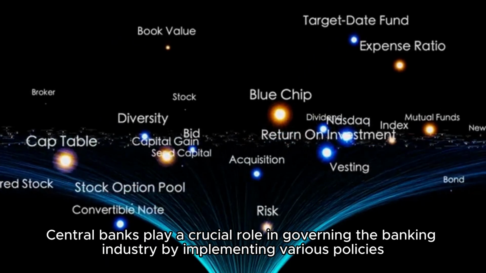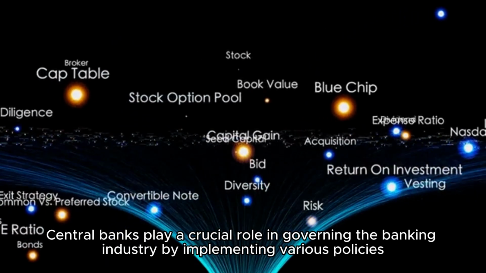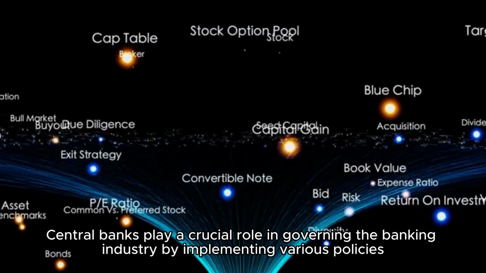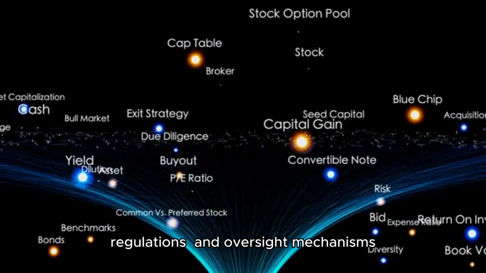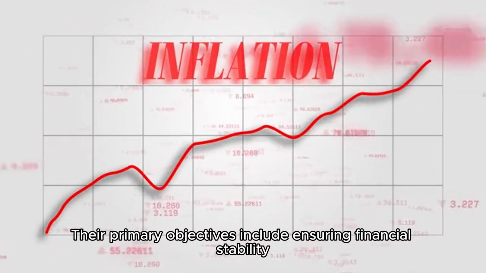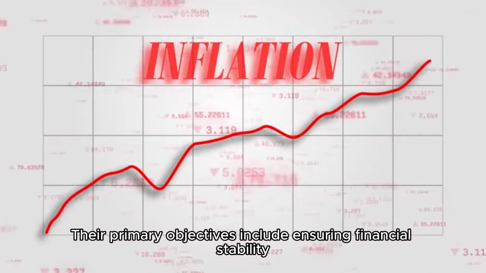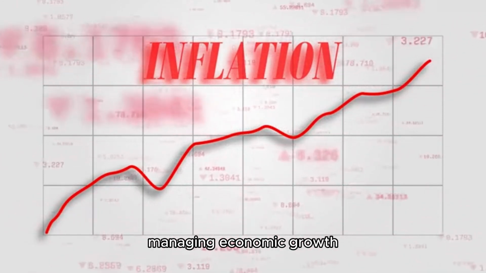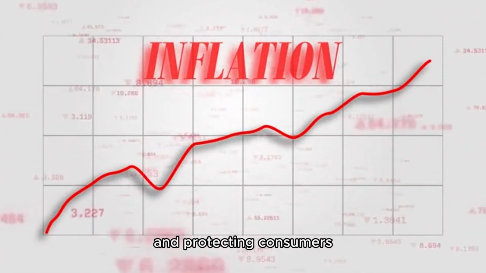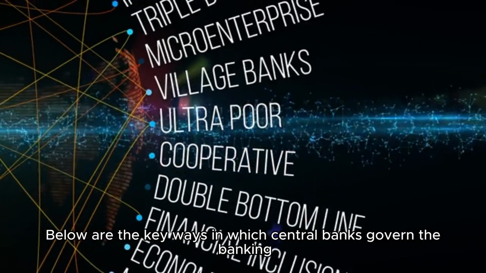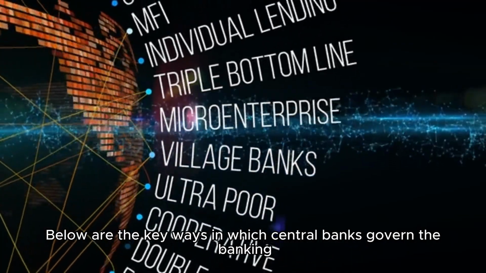Central banks play a crucial role in governing the banking industry by implementing various policies, regulations, and oversight mechanisms. Their primary objectives include ensuring financial stability, controlling inflation, managing economic growth, and protecting consumers. Below are the key ways in which central banks govern the banking industry.